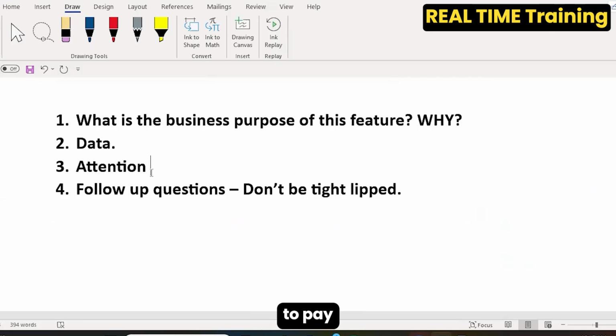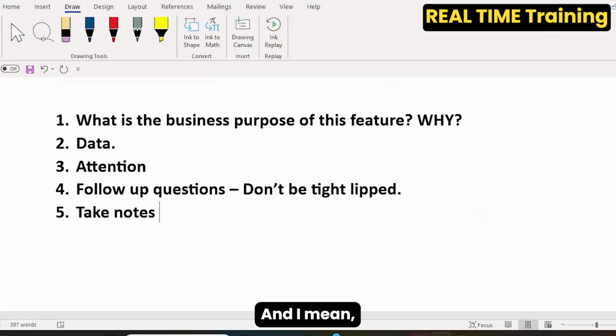So you have to be able to pay attention to the meetings, right? And this will be tough initially because you will not be able to understand anything in the first couple of weeks. So paying attention will become even more difficult. You will think about something else, or you might get nervous, or you're just blank. But even if you don't understand anything, just make sure you pay attention to the meeting from start to end. That is something that I'll do. Follow-up questions, very important. Don't be tight-lipped, don't be nervous. Be bold and ask those follow-up questions.